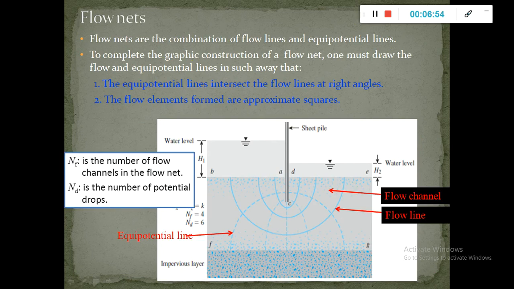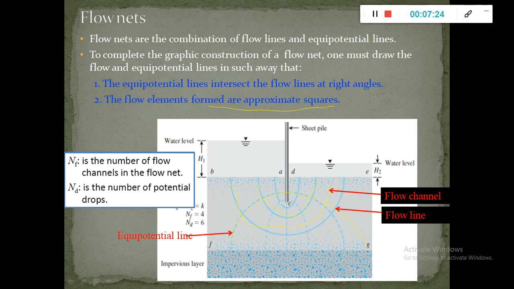Okay, to complete the graphical construction of a flow net, one must draw the flow lines and equipotential lines in such a way that equipotential lines intersect the flow lines at right angles. The flow elements are approximately square. If you see, this is the equipotential line and these are the flow lines where the flow is actually taking place. Those lines are nothing but flow lines.